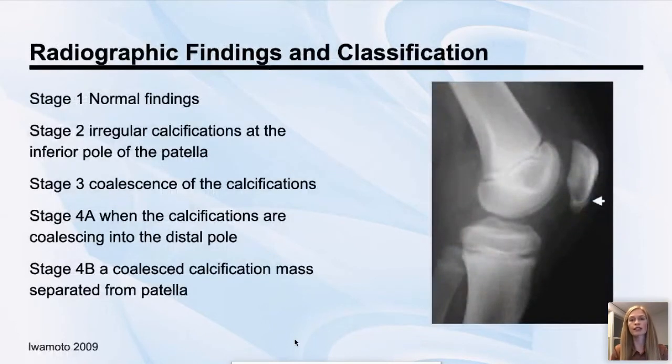So radiographic findings and classification. The staging of SLJ is: stage 1, normal findings; stage 2, irregular calcifications at the inferior pole of the patella; stage 3, coalescence of the calcifications; stage 4A, when the calcifications are coalescing into the distal pole; stage 4B, a coalesced calcification mass separated from the patella. This image is of a 12-year-old male soccer player at stage 3. He is symptomatic with tenderness over the inferior pole.